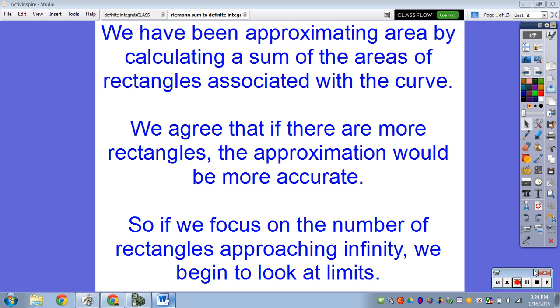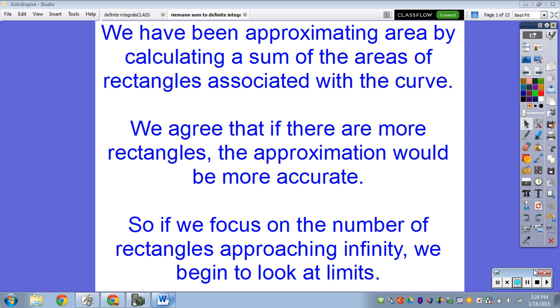Hello, this is Mrs. Taylor, and I'm going to walk you through how you can go from working with Riemann sums into definite integrals. So far in class, we've been approximating area by calculating a sum of the areas of rectangles or trapezoids associated with the curve.